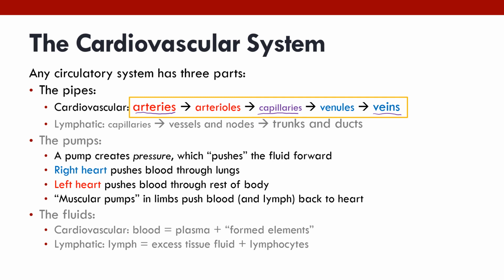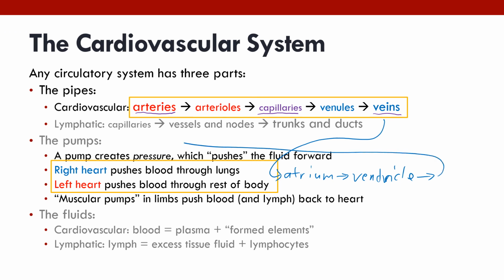The pumps. A pump creates pressure, which pushes the fluid forward. There are several pumps in our body, but the ones that we're going to study most in this are the right heart and the left heart, which, as my son was just pointing out, each have two parts, an atrium and a ventricle. And blood comes in from the veins to the atrium, and it goes out of the ventricle back to the arteries. And so that's what makes this a circulatory system, is we end up with a closed loop there. Veins to atrium, to ventricle, to arteries, and then through again to more veins.